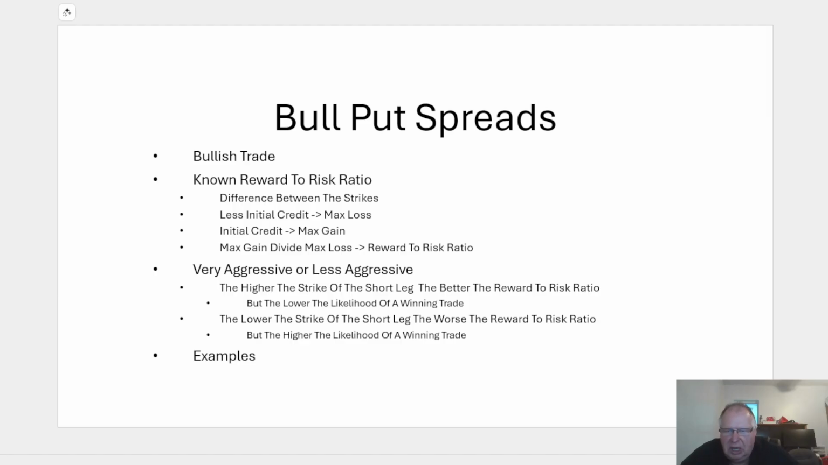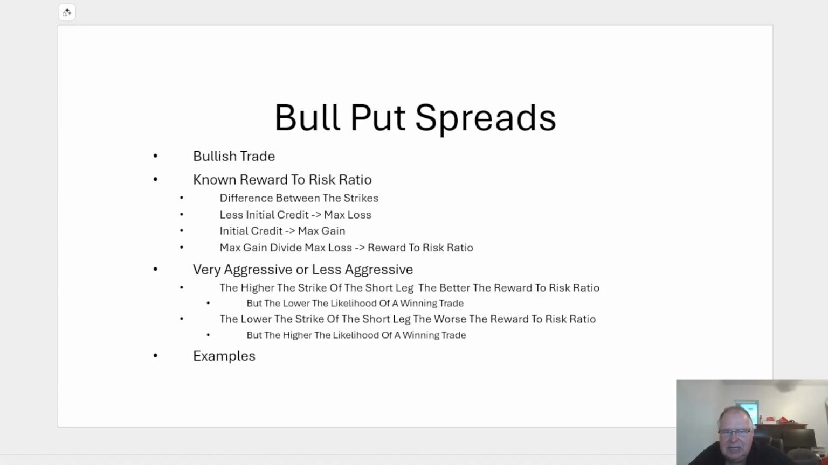Certainly one of the most common, if not the most common, is a bull put spread. As its name implies, it's a bullish trade. Some of the things that are common to all verticals: you know the reward to risk ratio, how much you could make versus how much you could lose. You know that at the time that you place the trade. In the case of a bull put, you take the difference between the strikes. Then you take out the initial credit that you bring in. That gives you your maximum possible loss. Then that same initial credit that you brought in, that's your maximum possible gain.